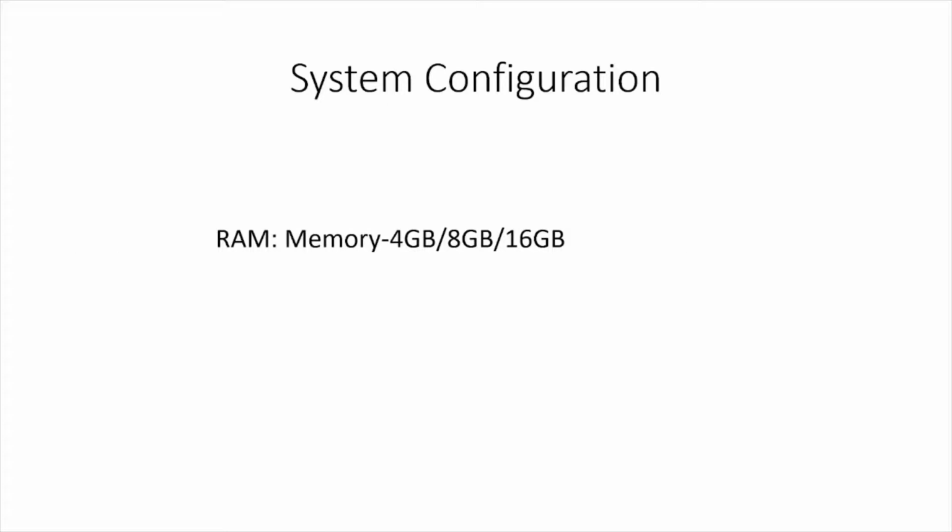Coming to RAM. What is this RAM? It's simply a temporary memory for the functioning of the computer. This memory is measured in gigabytes, GB. Usually we can see 4 GB RAM, 8 GB RAM, or sometimes 16 GB RAM as well. Even in our mobiles nowadays, the latest mobiles are coming with 8 GB RAM.